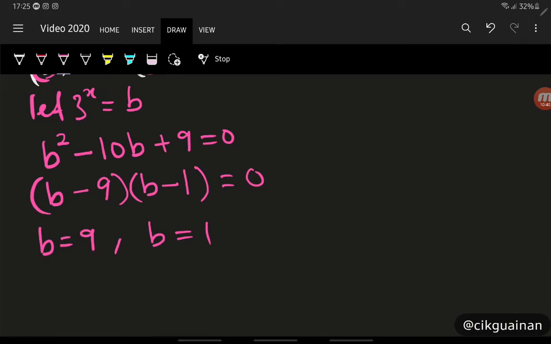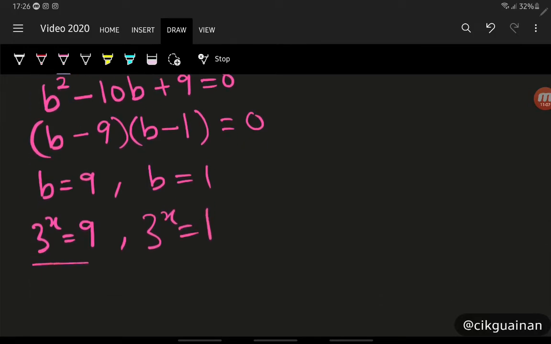Now, at this part, we get the value of b. We have not yet solved it, because what we want is the value of x over here. And we know 3^x equals b, b equals 9. So we can substitute it back. 3^x equals 9, 3^x equals 1.